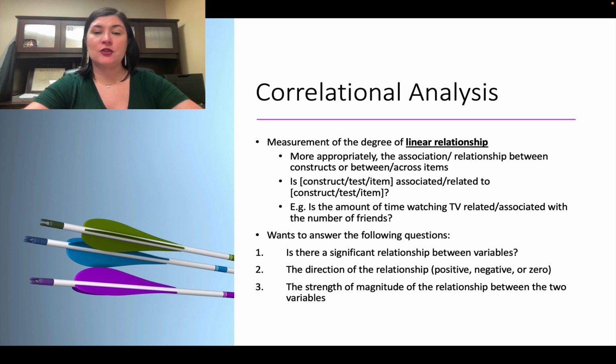So remember, a construct, test, or item is associated or related to another construct, test, or item. For example, is the amount of time watching TV related or associated with the number of friends that you have? We're trying to recognize the relationship. In order to do this, these are the questions that we're trying to answer with a correlation analysis. Is there a significant relationship between variables? We also want to know the direction of that relationship. Is it a positive relationship, a negative relationship, or is the relationship zero? And then the strength or the magnitude of the relationship between these two variables.